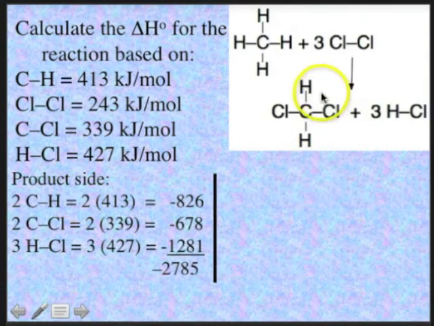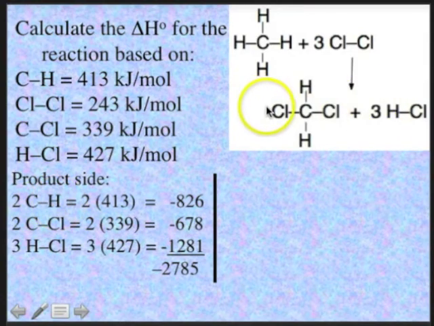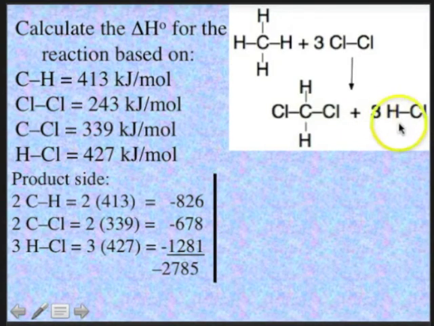On the product side, we'll do that first. We have two CH bonds here and here, and each one of those is 413 kilojoules per mole. Those bonds are forming, so that's minus 826 kilojoules. The carbon-chlorine bond, we have two of those in the product. That's 339 each, so that's minus 678. And we have 3 moles of an HCl bond being formed, 427 kilojoules per mole, so that's minus 1281. So the total is minus 2785 kilojoules on the product side.